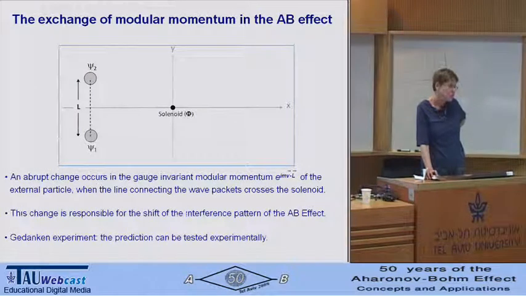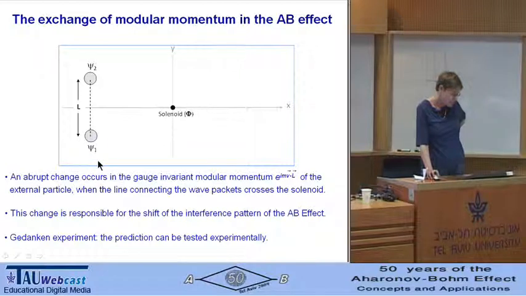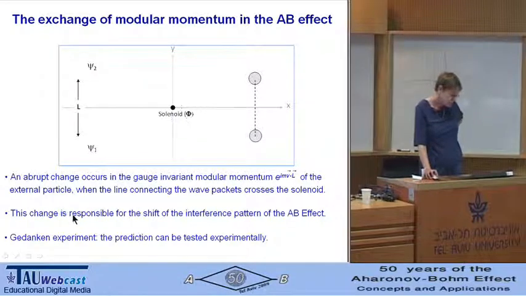I will now relate to the AB effect. In particular, I will show that an abrupt change occurs in the gauge-invariant modular momentum e^{imvL} of the external particle when the line connecting these two wave packets crosses a solenoid. I will next show that this change in the modular momentum is responsible for the shift of the interference pattern of the AB effect. And finally, I shall describe a Gedanken experiment that shows that this prediction is verifiable experimentally.